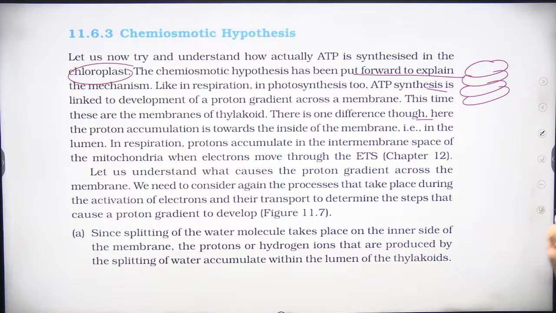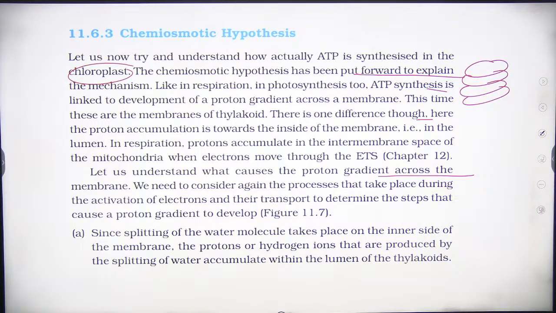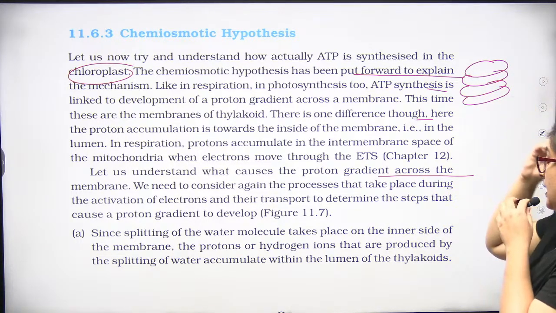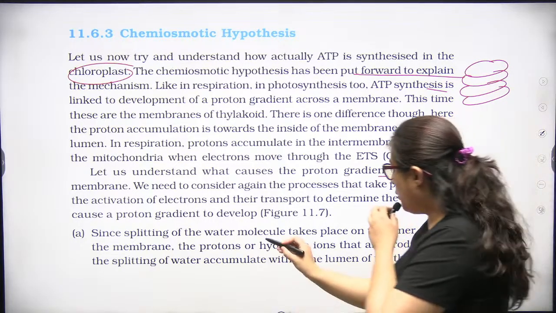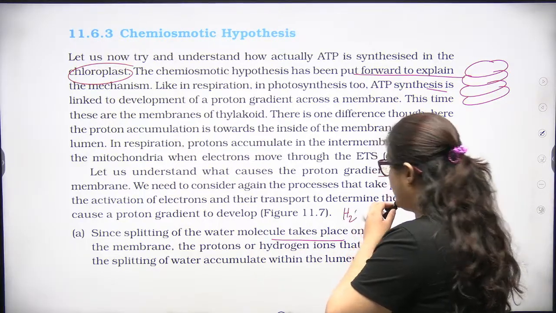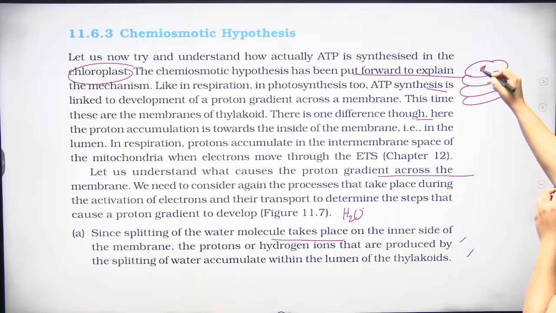Okay, let us understand what causes the proton gradient across the membrane. We need to consider again the processes during activation of electrons. Since splitting of the water molecule takes place on the inner side of the membrane, protons or hydrogen ions that are produced by the splitting of water accumulate within the thylakoid.